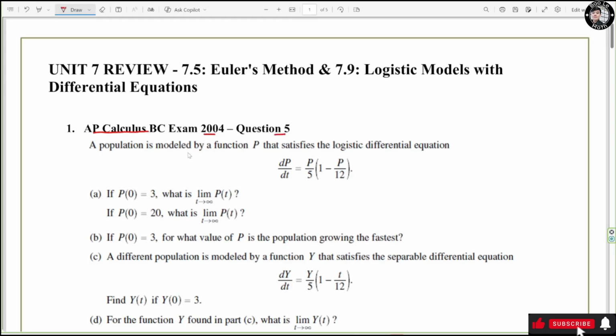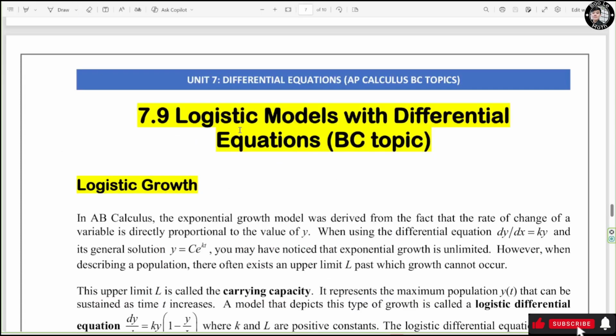A population is modeled by a function p that satisfies the logistic differential equation. Question A. If p of 0 equals 3, what is the limit of p of t when t approaches infinity? If p of 0 equals 20, what is the limit of p of t when t approaches infinity? Before we do this question, let's review 7.9, logistic models with differential equations.